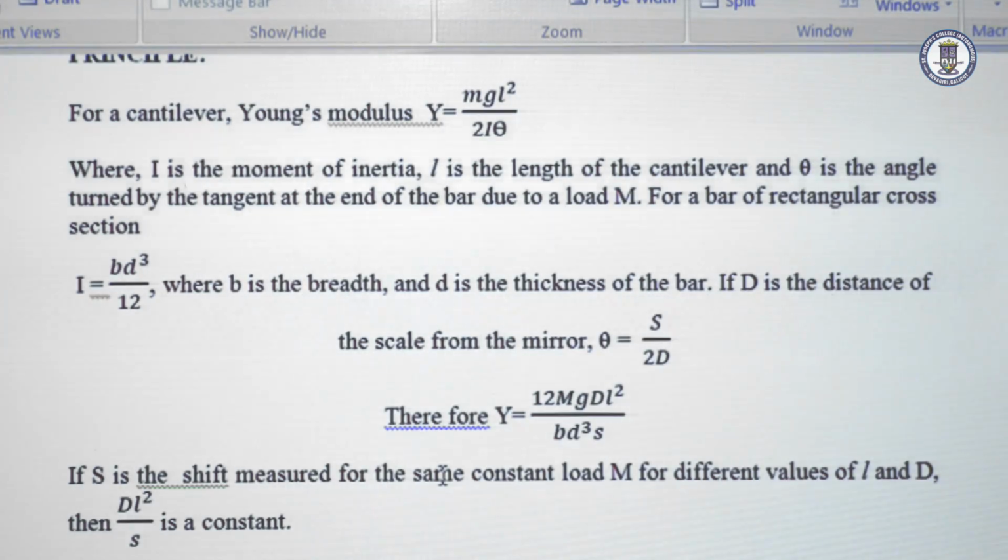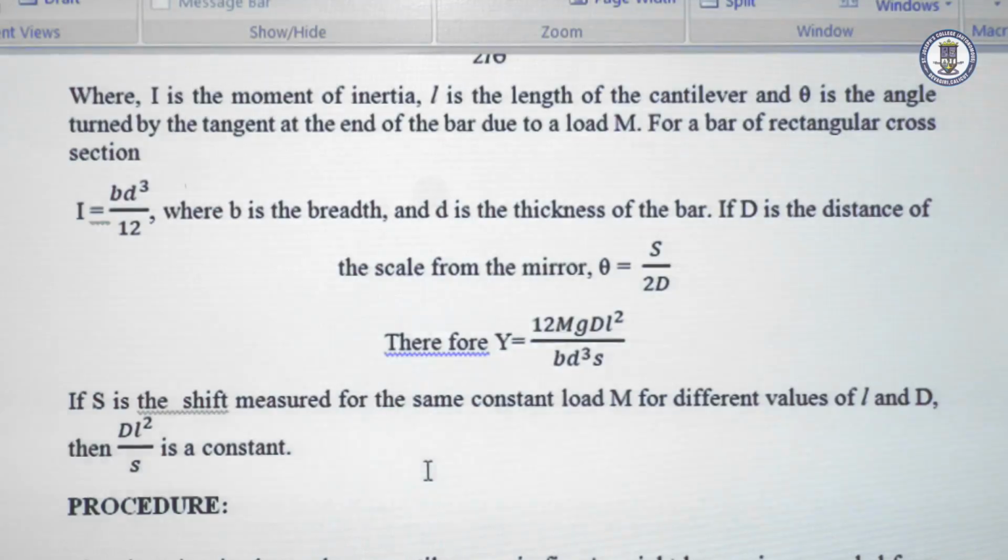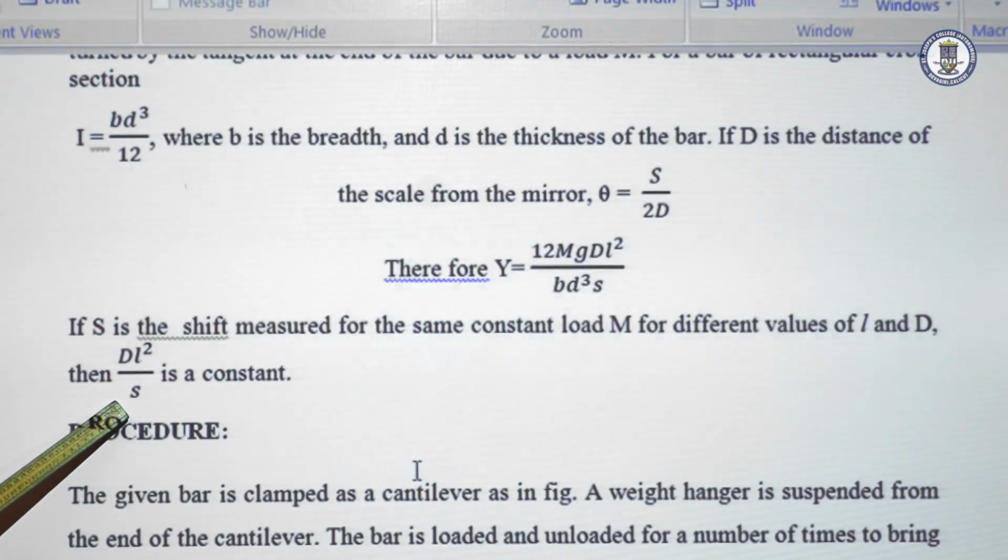Now in that formula, for a given mass, m is a constant, g is a constant, b the breadth of the bar and d the thickness of the bar are also constants. So 12 m g by b d cubed is a constant. So the term D L squared by S is supposed to be a constant. So we are finding the value of D L squared by S in our experiment, where D is the distance of the scale from the mirror strip on the cantilever, L is the length of the cantilever, and S is the shift produced for a known mass m.